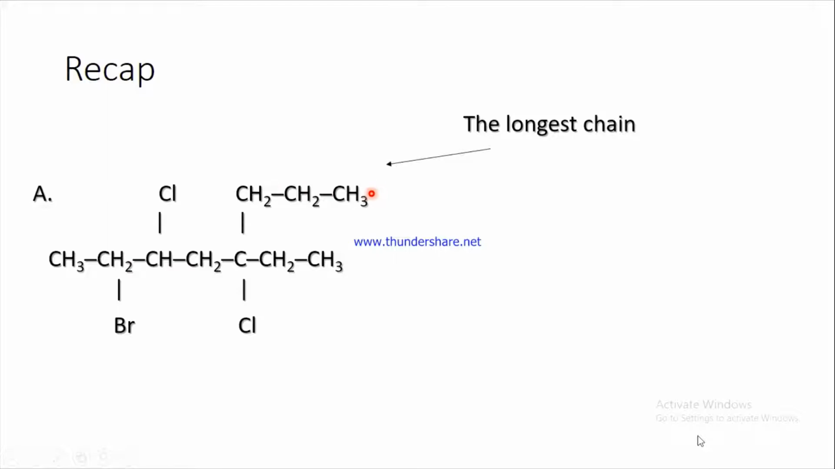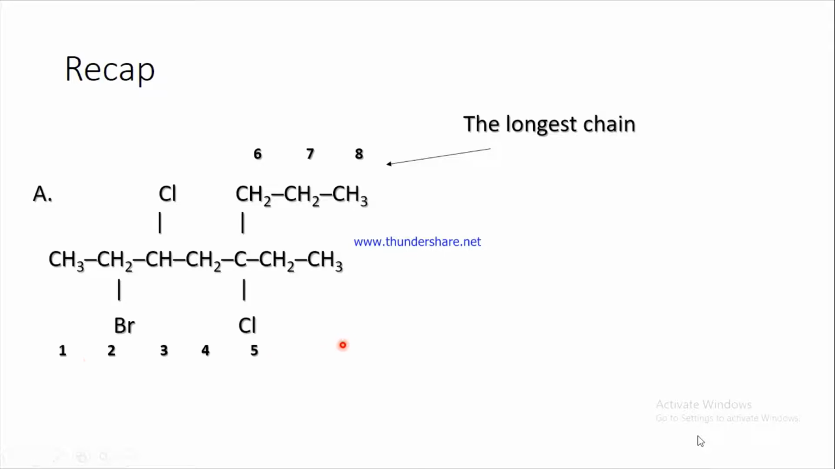After identifying the longest carbon chain, you go to step 2, which is to number the carbon atoms in a direction such that the first substituent has the smaller number. So we number our carbon atoms in this direction, so that this end becomes carbon number 8 and this one becomes carbon number 1.